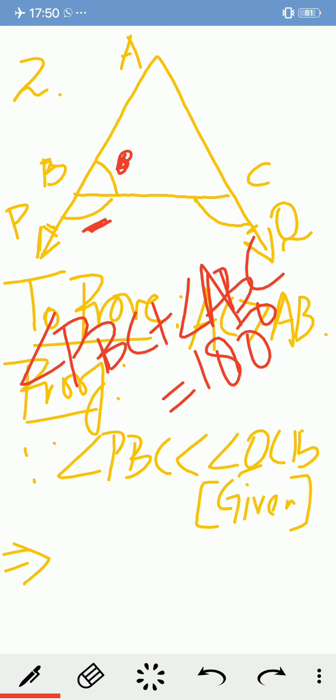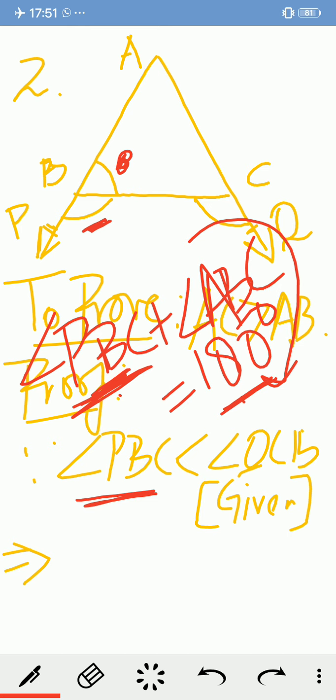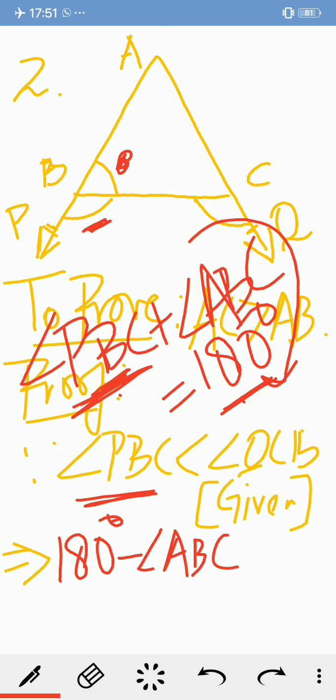So in that case, if I find PBC here, what is PBC equal to? 180 minus angle ABC, because if you transpose angle ABC over to the right hand side, you get angle PBC is equal to 180 minus ABC. So I can replace this PBC as 180 degrees minus angle ABC. Then this less than sign as such is less than angle QCB.